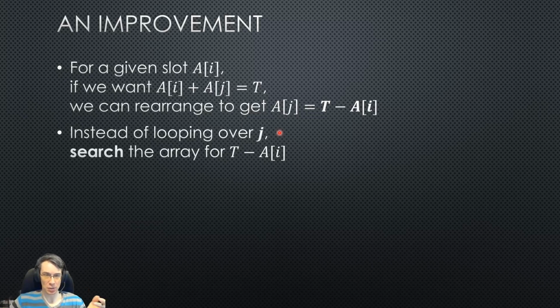So, okay, we could sort, and sorting takes n log n time, and we could still hope to get n log n time after that sort, which would be asymptotically better than the n squared that we saw in the brute force solution. So here's an improvement.